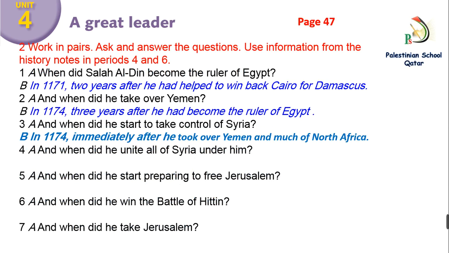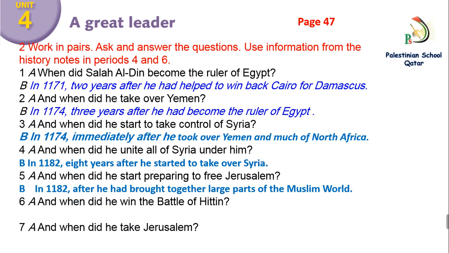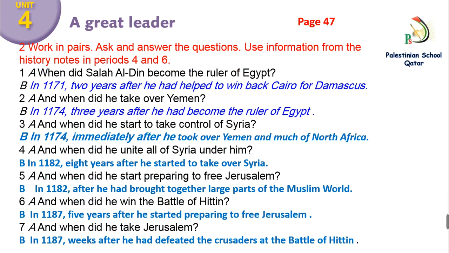Walking Bears ask us questions about this exercise on page 47. Use information from history notes in period number 4 and 6. Number 1, when did Salah ad-Din become the ruler of Egypt? In 1171, 2 years later, he had helped to win back Cairo or Damascus. Number 2, when did he take over Yemen? In 1174, 3 years after he had become the ruler of Egypt.